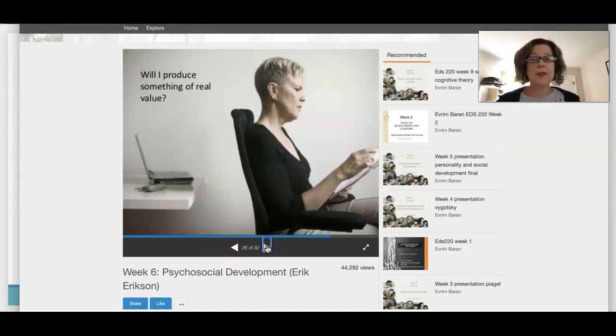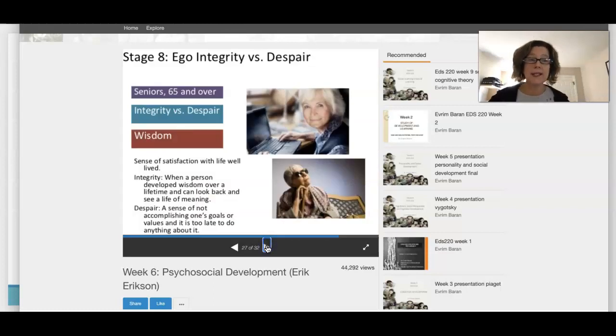Okay, will I produce something of real value? Absolutely. Okay, and finally, there's only stage 8 on here. This is ego integrity versus despair. So when you look back on your life, there's a sense of satisfaction of a life well lived. So you look back, you've developed some wisdom, and you can see the meaning of life, and that you have actually lived what you thought was a meaningful life.